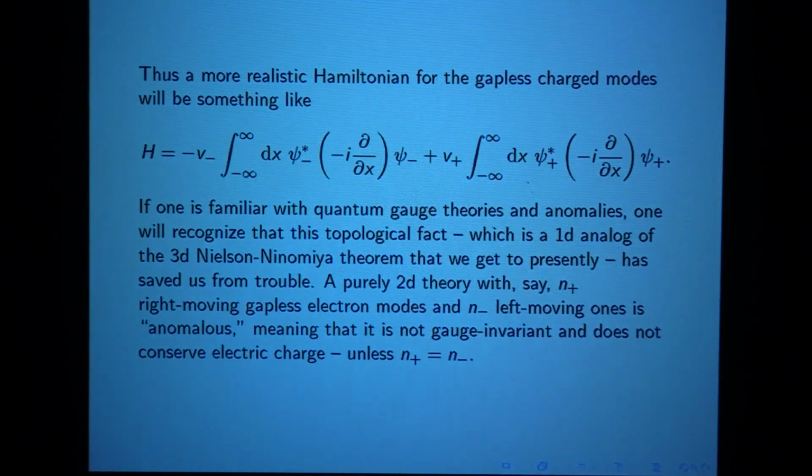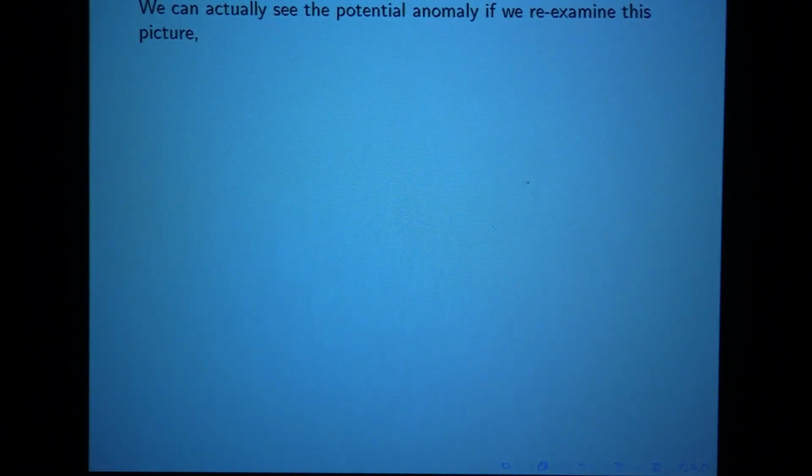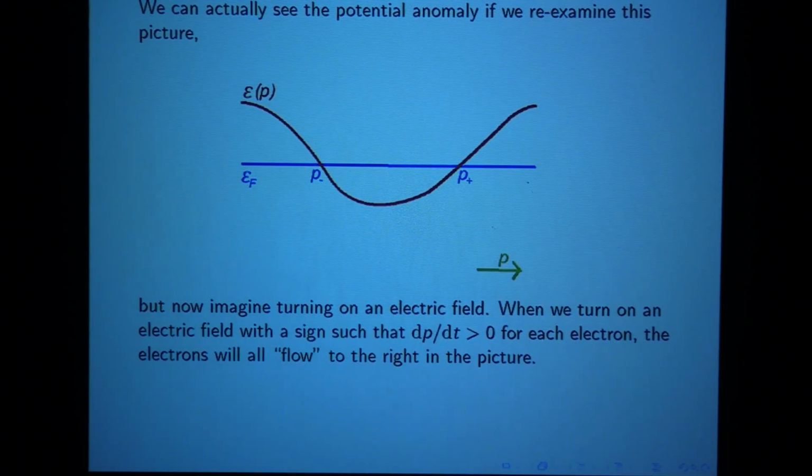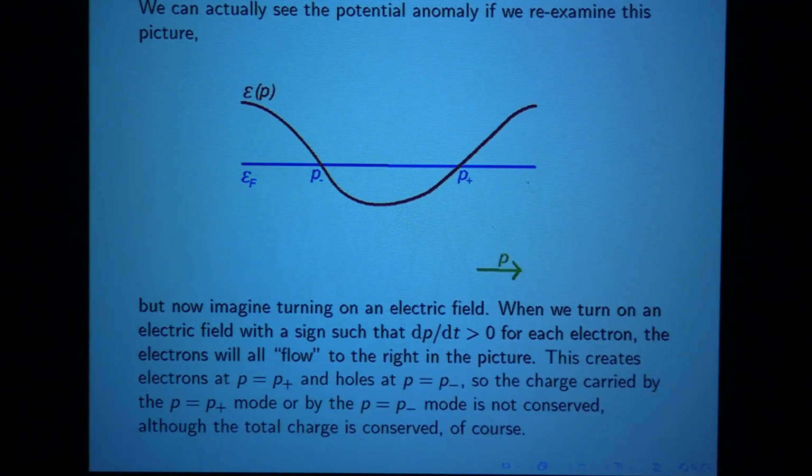So one could go through explanations of that in relativistic physics, but in the context of condensed matter, we can see what goes wrong if we simply re-examine this picture. And now we imagine, first of all, starting with a filled Fermi gas, so all the states below the blue line are filled and the others are empty. And now we imagine turning on an electric field that's trying to accelerate all the particles toward greater momentum. So we turn on an electric field with a sign such that dp/dt is positive for each electron, so the electrons will all flow to the right in the picture.